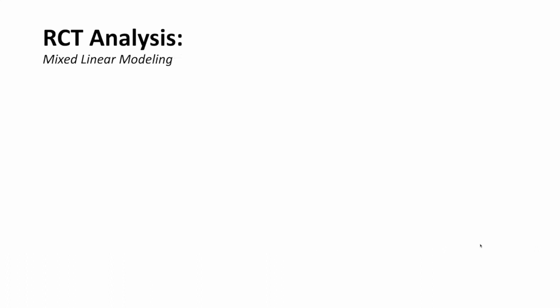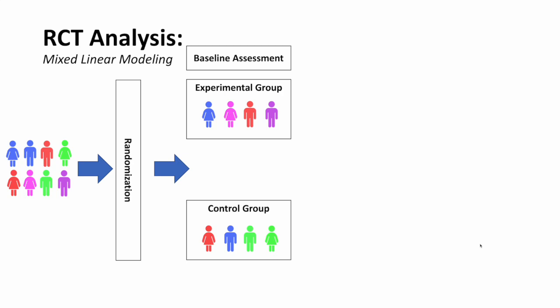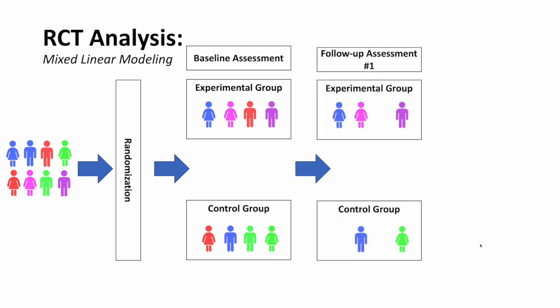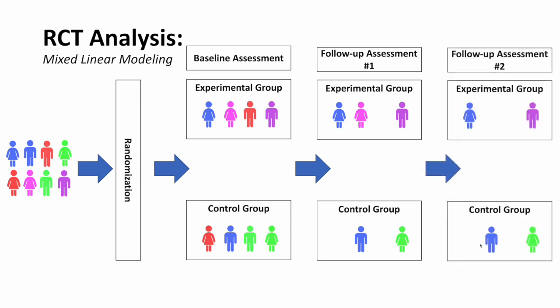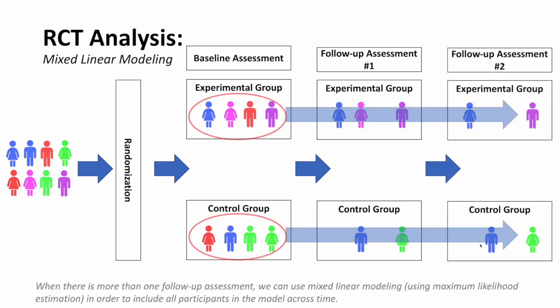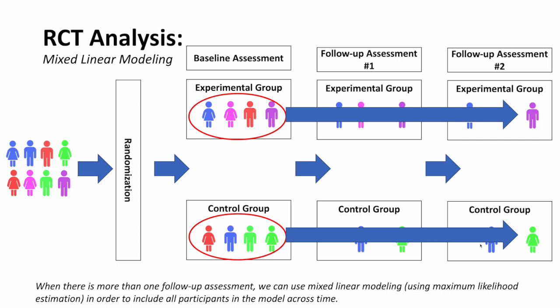Now, the reason that this helps to account for some of the issues of missing data is because, let's just say hypothetically, we randomized individuals to two groups at baseline, and we see that there are people that are missing at follow-up time points. The benefit of a mixed linear model is that we're able to account for some of these issues of missing data using something called maximum likelihood estimation, which allows us to include all individuals in the model as long as they have baseline data in order to look at group differences across different time points.